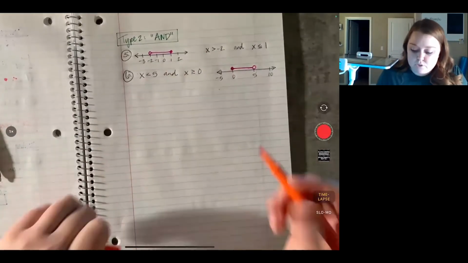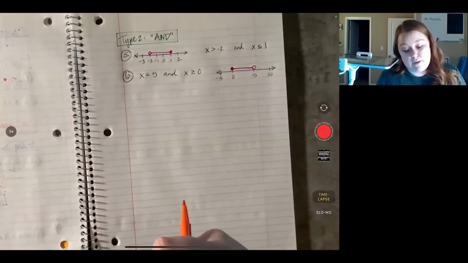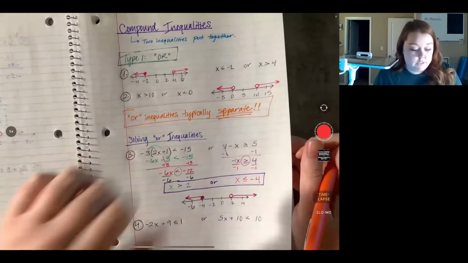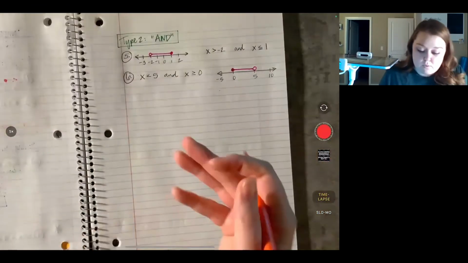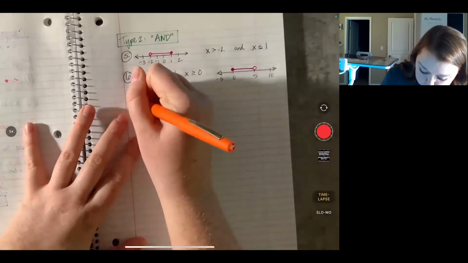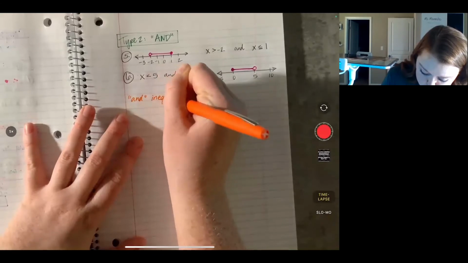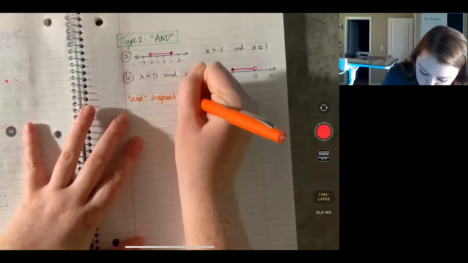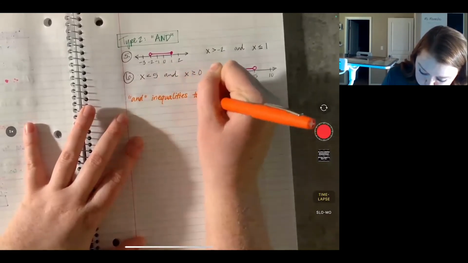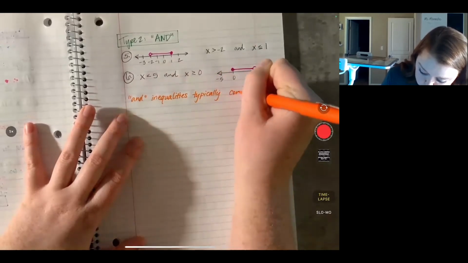The main thing I want you to really connect in your head is that and inequalities connect. Or inequalities separate, and and inequalities typically connect. So we're going to write that. And inequalities typically connect.